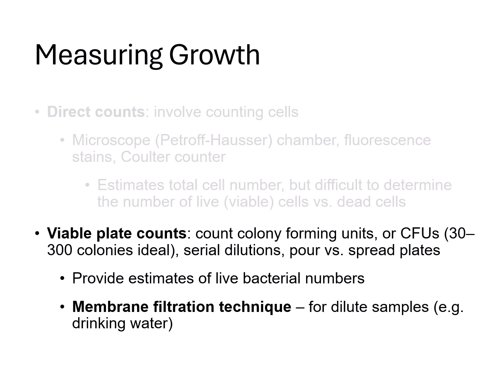To count only live cells, we can use viable plate counts. And these are expressed by counting colony-forming units, also known as CFUs, per milliliter. We do serial dilutions, and then either the pour plate method or the spread plate method. And I'll show you these in a bit, but the pour plate method is when you mix the sample with warm agar before it solidifies, and colonies will form both inside and on the surface of the agar.